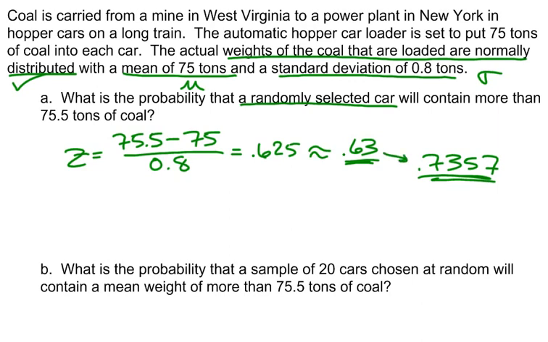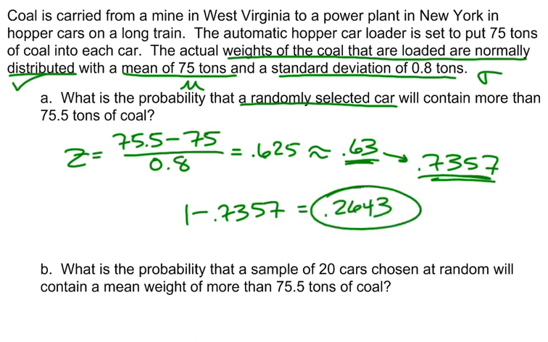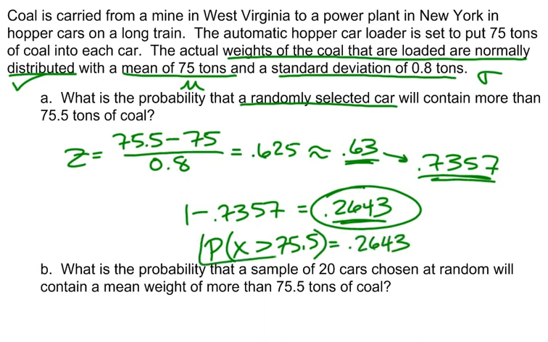We look up 0.63 and got 0.7357, but that is the area to the left, or the area that's less than this. We want the area that's greater than. So we will say 1 minus 0.7357, and that is equal to 0.2643. So the probability that a single x, just one random individual, is greater than 75.5 is equal to 0.2643. That would be your final answer there.